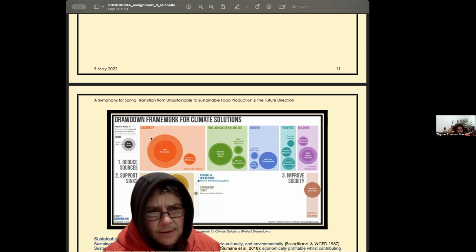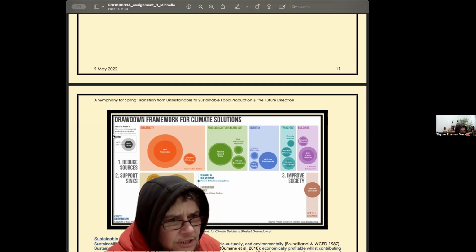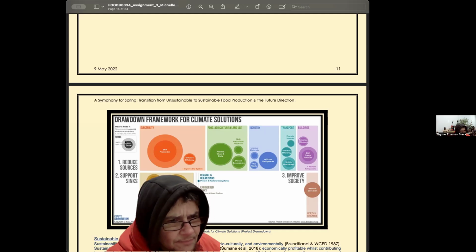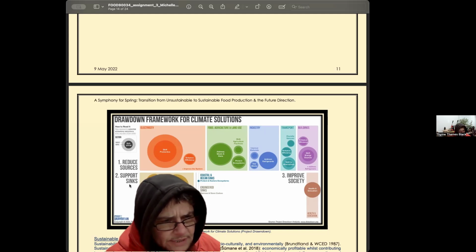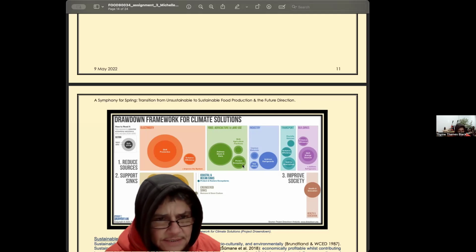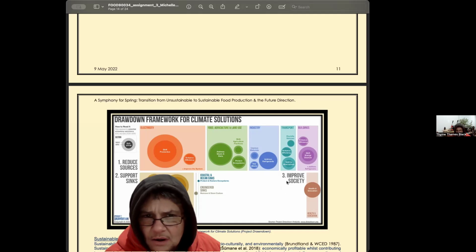Drawdown framework for climate solutions. How to read it. Size represents potential emission reductions, CO2 equivalent. 2020, 2050, sector, maximum, minimum, subgroup. Reduce sources, support sinks. Electricity, food and agriculture, land use. Address waste and diets. Shift agricultural practices. Protect ecosystems. Ocean sinks protect and restore ecosystems. Engineered sinks remove and store carbon.